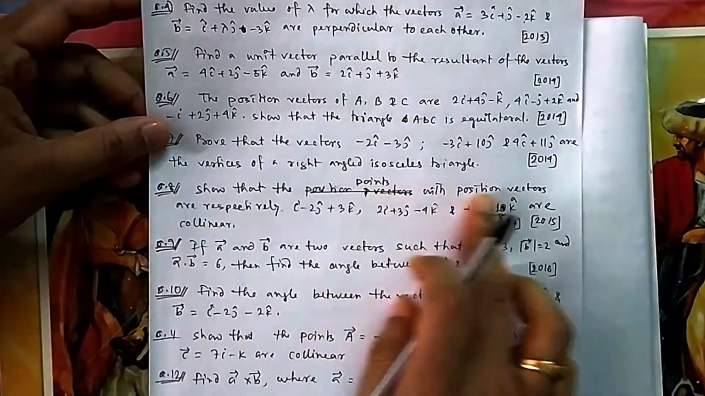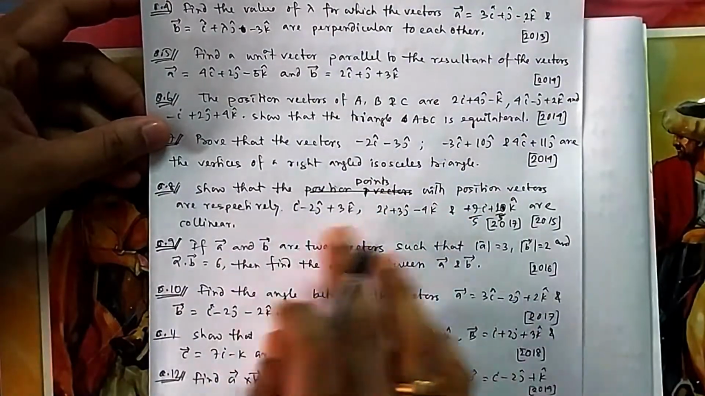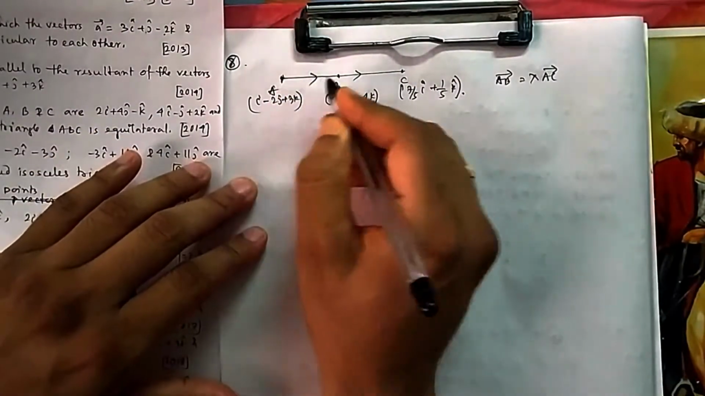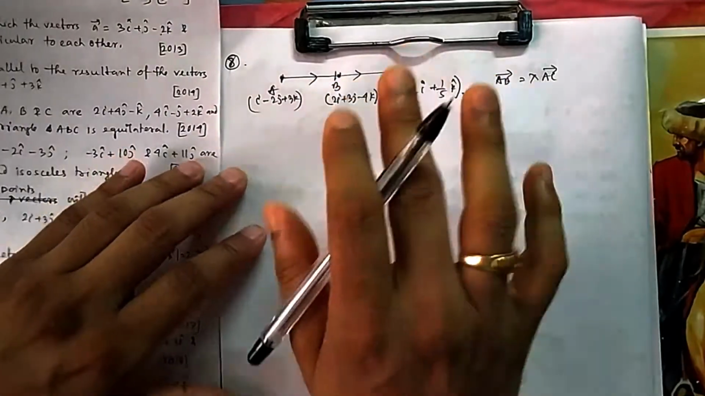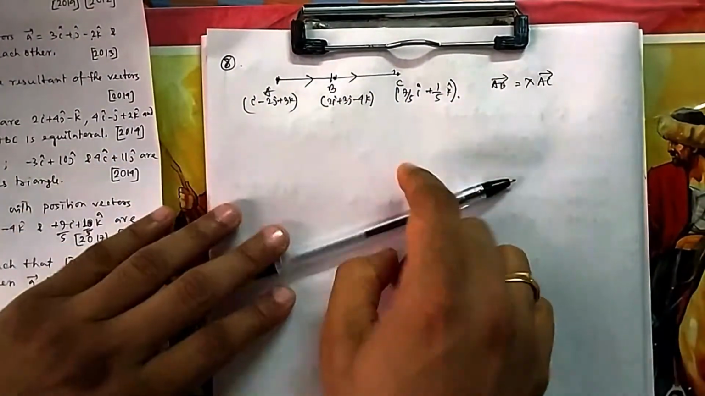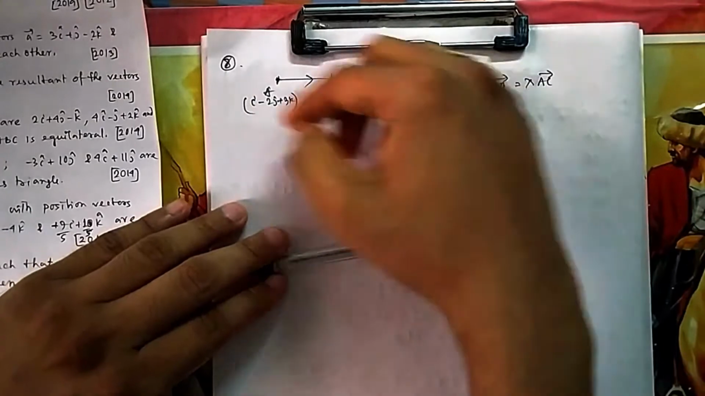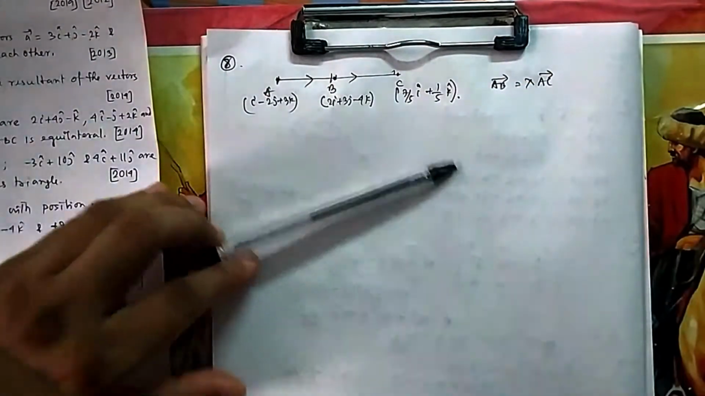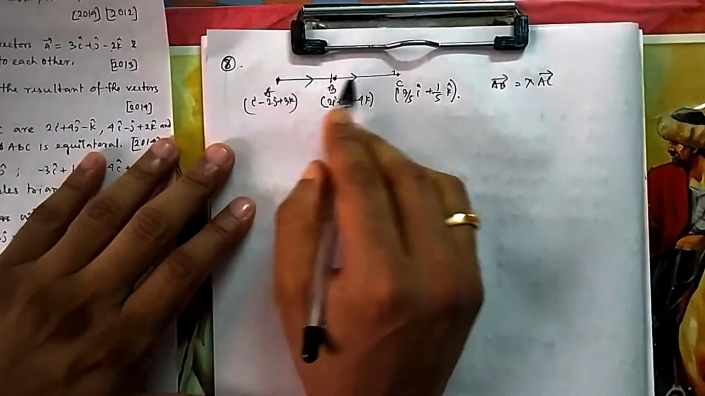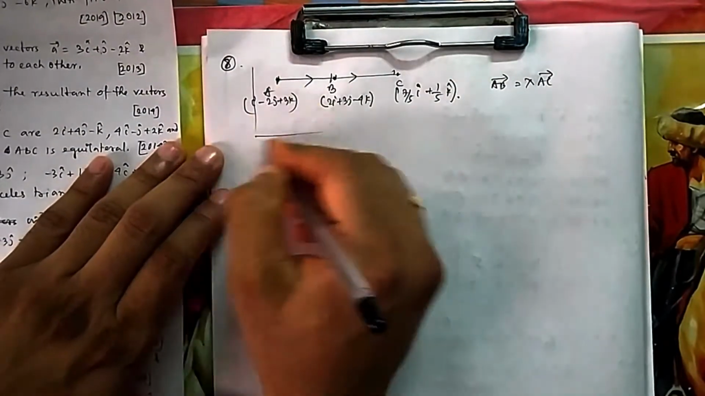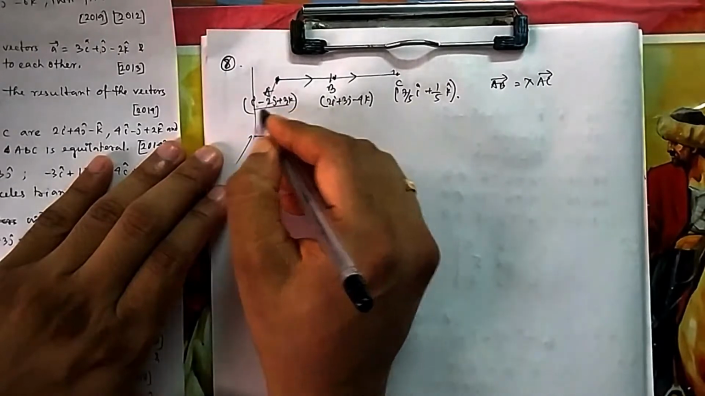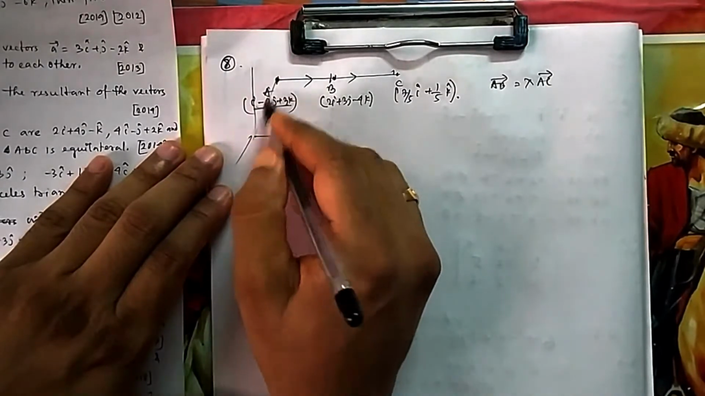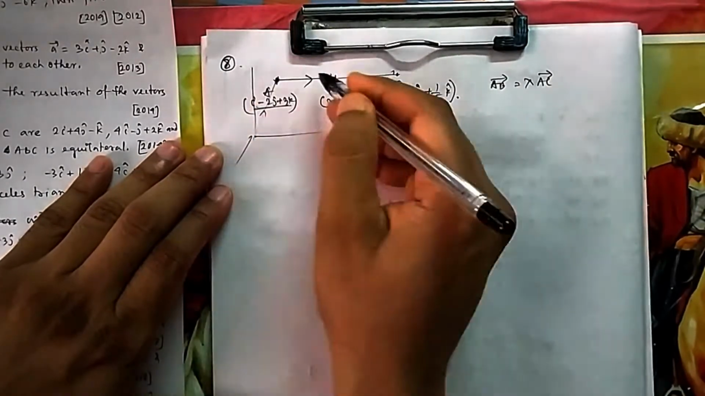Okay, unit 2, question number 8. Show that the points with these position vectors are collinear. Points collinear means the points are on the same line. Remember, vector collinear and point collinear are different. Vector collinear means they are parallel vectors, and point collinear means they should be on the same line. So if you want to prove three points are collinear, again I told you, even if it looks like a vector, it is not a vector, it is actually a position vector, which means the points.